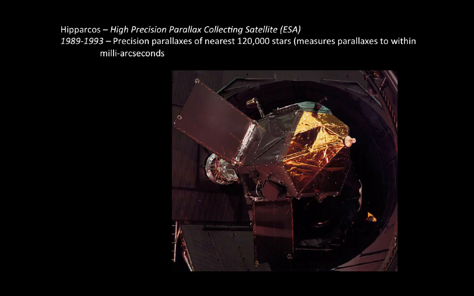Our most comprehensive catalogue of the distances to nearby stars comes from the High Precision Parallax Collecting Satellite, otherwise known as Hipparcos, which was launched by the European Space Agency and operated between 1989 and 1993. This satellite measured precision parallaxes of the nearest 120,000 stars to the Sun, precise enough to measure parallax to within milli-arcseconds, to within thousandths of arcseconds. That's millionths of a degree. So these are very tiny angles. Here's a picture of the satellite before launch.